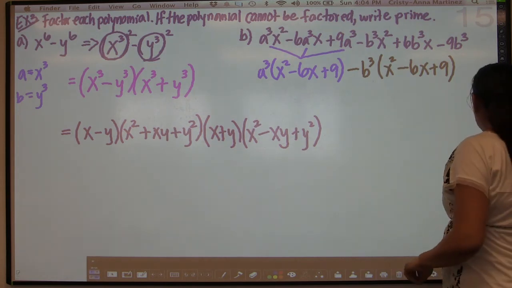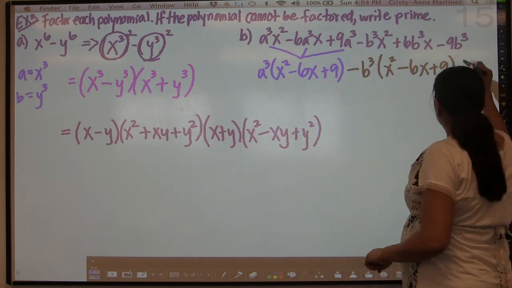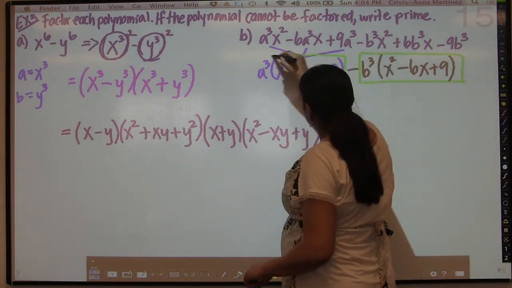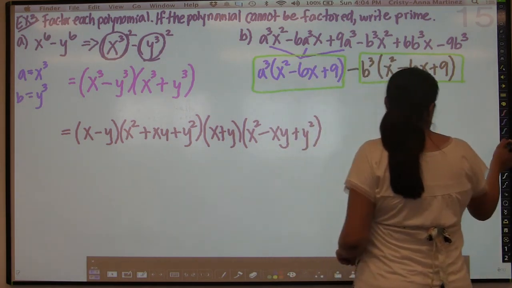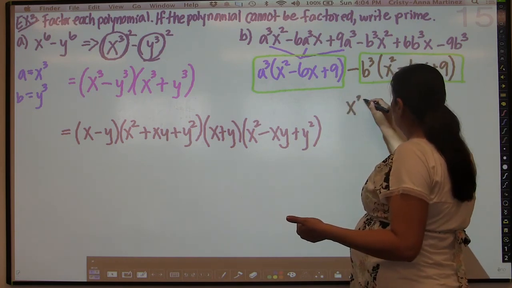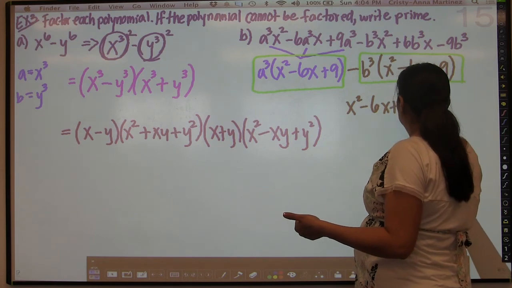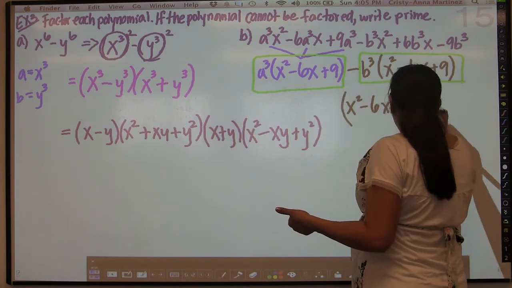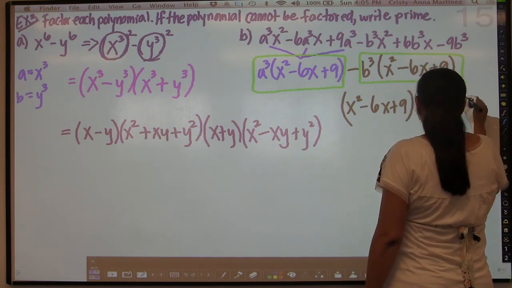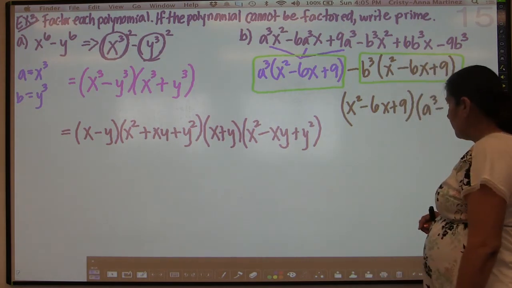So now, as I look at my 2 boxes here, there's 1, there's 2. What do they have in common? They both have x squared minus 6x plus 9. So I'm going to take that out. And then what remains is going to be A cubed minus B cubed. All right.